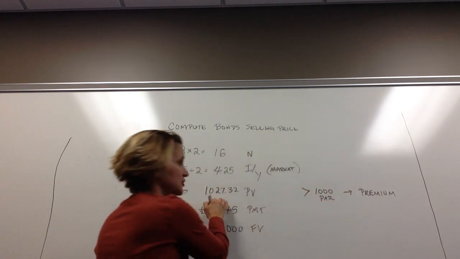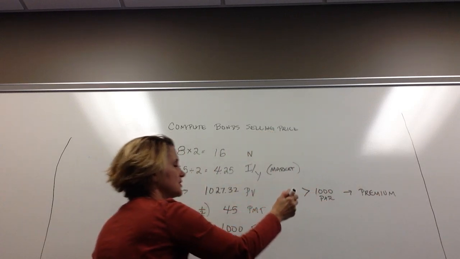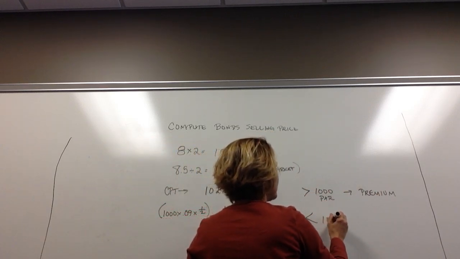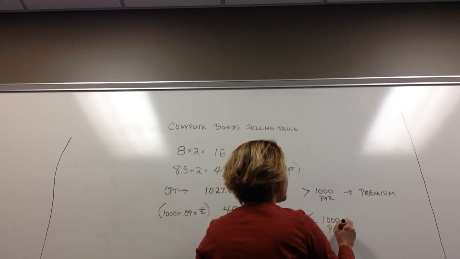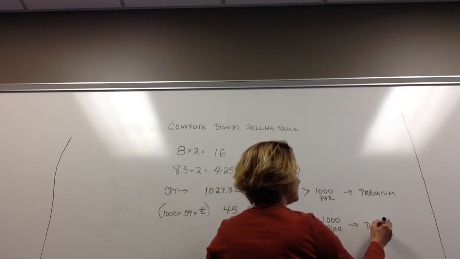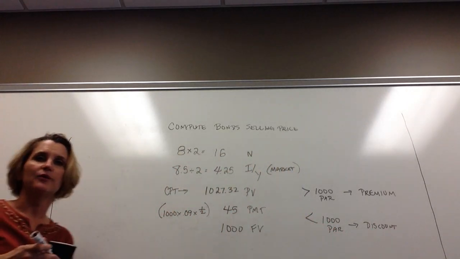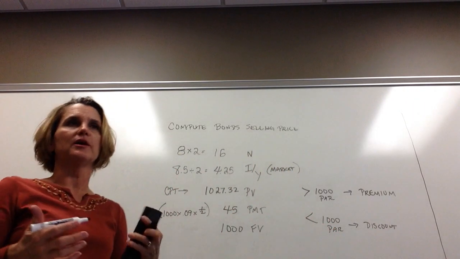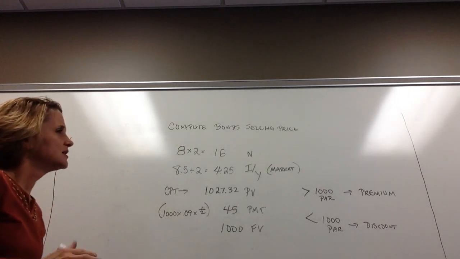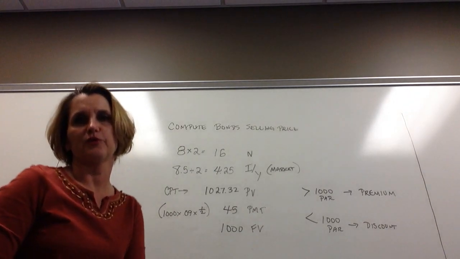And this one is greater than the $1,000 of par value, so it's selling at a premium. If it were less than that $1,000 par, it would be a discount. And then again, I want you to not just know how to compute it, but understand the big picture. So you say, okay, well, why would it sell at a premium?